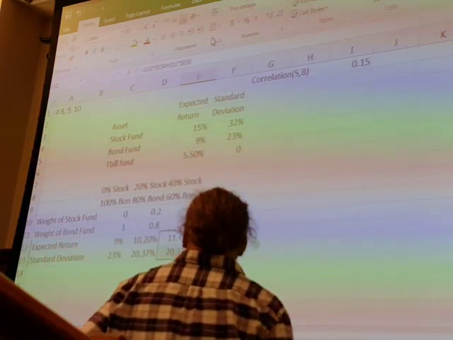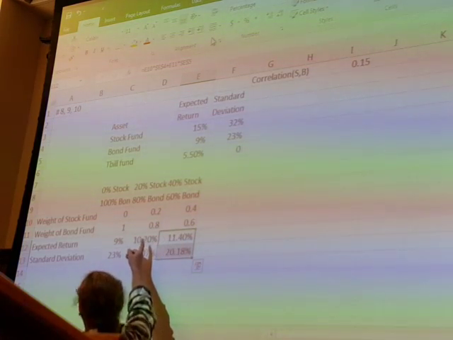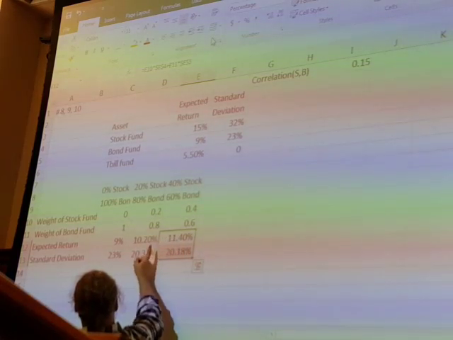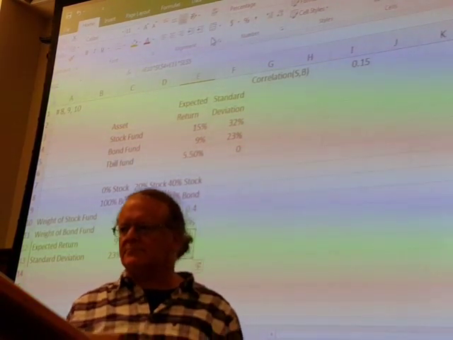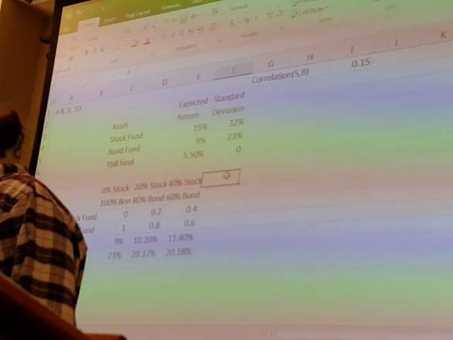Okay, now you can see this one dominates, the 40/60 dominates 20/80 because it has higher expected return and lower volatility. Okay, so let's see if that'll work for 60/40.